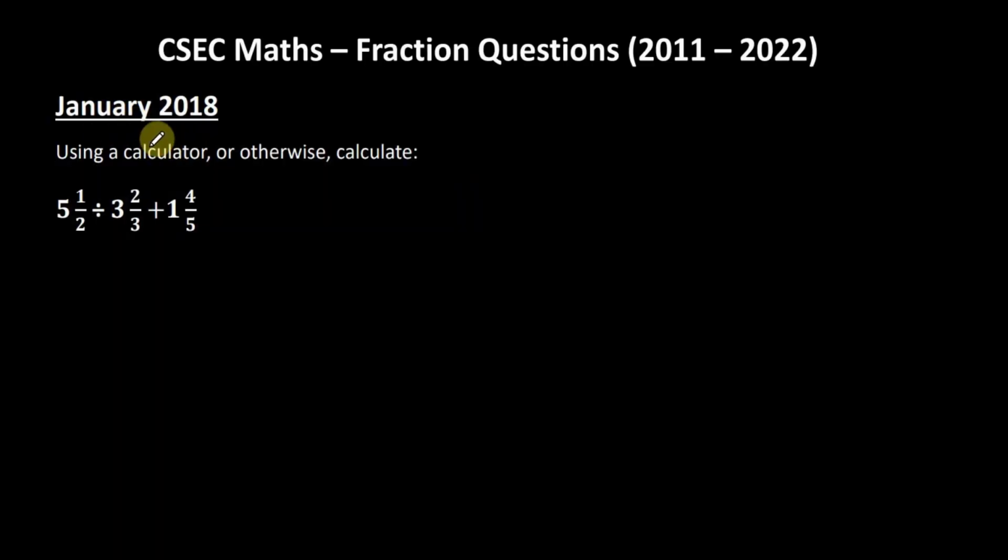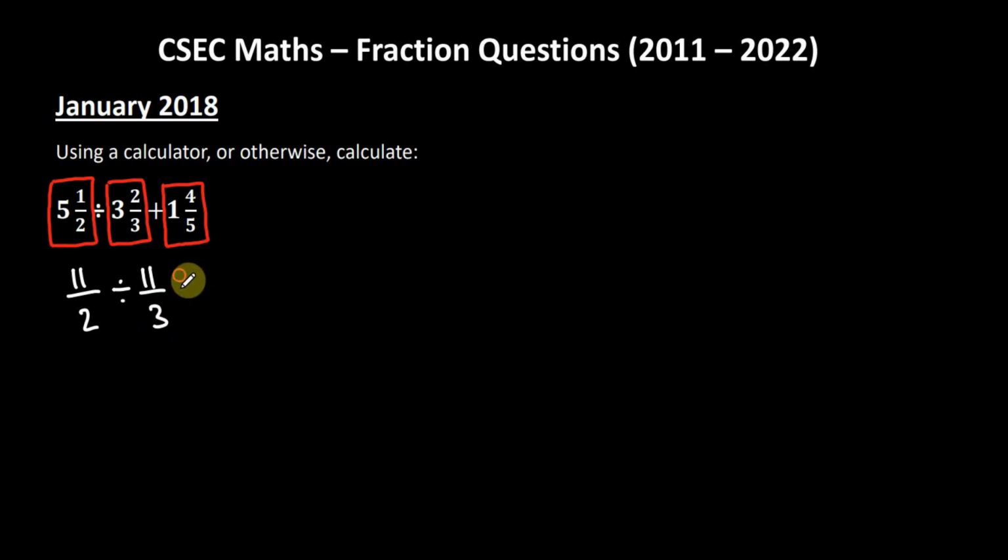Now we're looking at the question that was given on the January 2018 paper. And by now, guys, you would have guessed it. Of course, we'll convert the mixed fractions to improper fractions, right? I'll suggest you do that once it's possible. So let's see what we'll get. So it's 5 times 2, 10, plus 1, 11, divided by 2. I have the division sign here. 3 times 3 is 9, plus 2, that's 11, divided by 3. Plus 1 times 5 is 5, plus 4, that's 9, divided by 5.